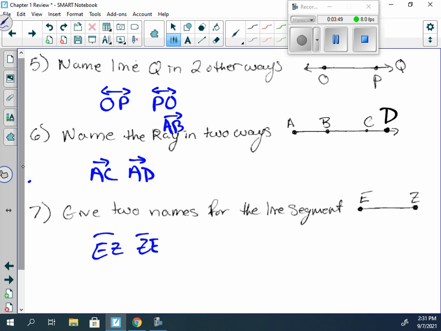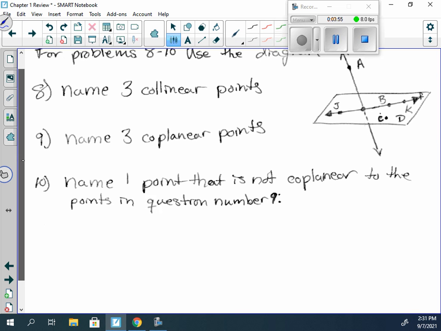So you do not have to put the dots at the end, right? Okay. Questions on 8, 9, or 10?